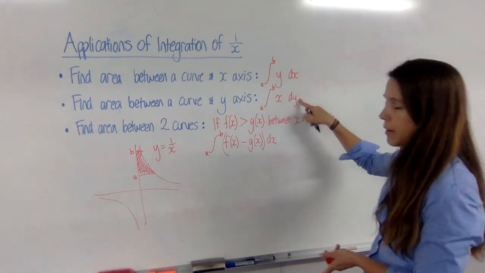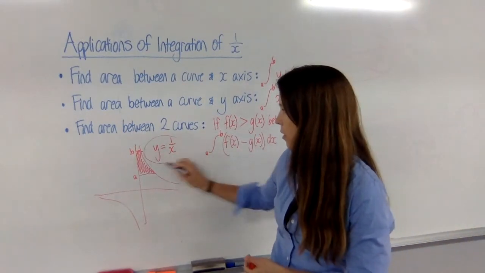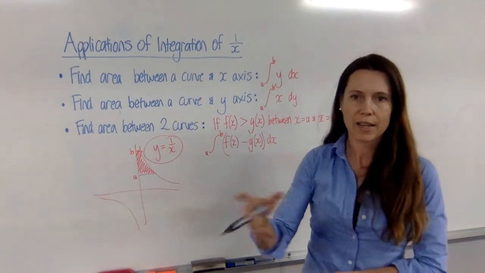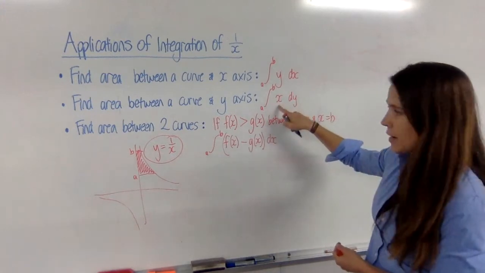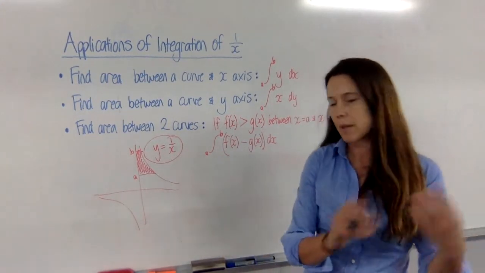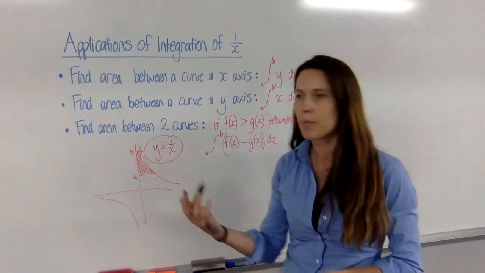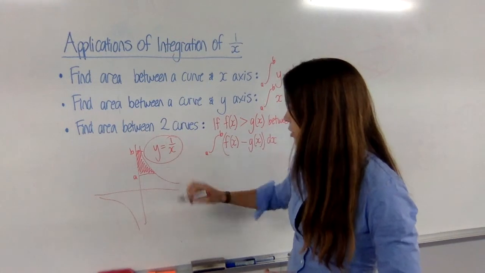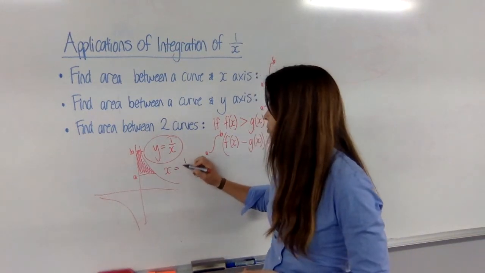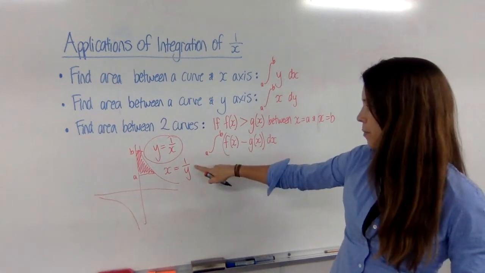x dy. Now, the thing you've got to take into account is that this formula is in the form y equals something. Before you can put x in there, you need to rewrite this so that it's x equals something. Easy way to do that is multiply both sides by x, divide both sides by y. This same curve can be written as x equals 1 over y. It's the exact same thing, just looks a little bit of a different form.